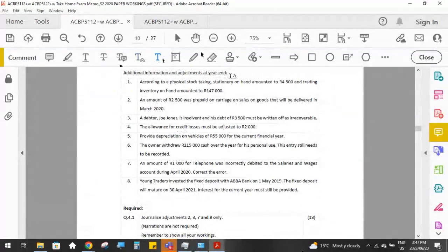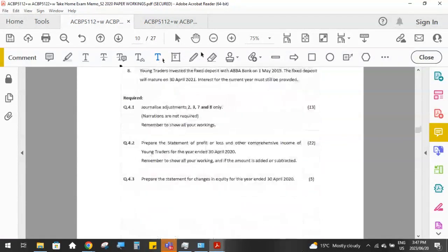Additional information and adjustments at year end. There we're going to have some various adjustments. So these are obviously all of our year end adjustments and corrections that we're going to make. And let's just have a look at what the required is. So they said journalize adjustments 2, 3, 7, and 8 only.